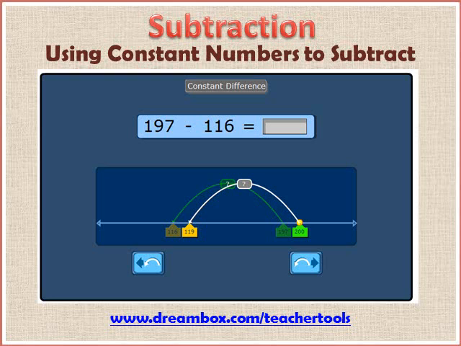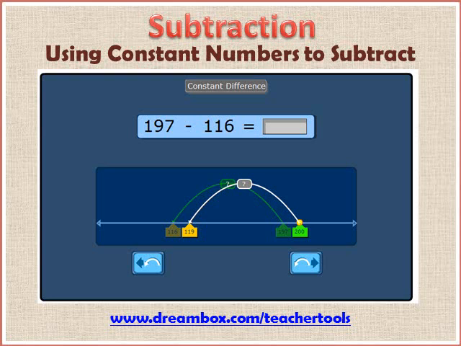Here's another tool that is on dreambox.com/teachertools. You could just scroll down once you're there and look at this subtraction tool, and this is one way that you can subtract using the number line, and it's talking about constant difference.